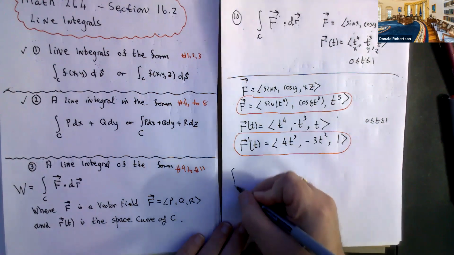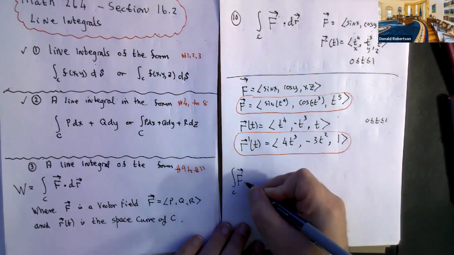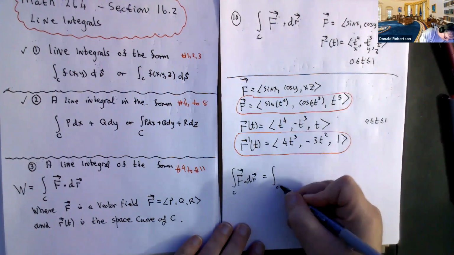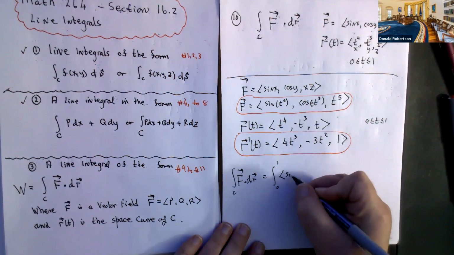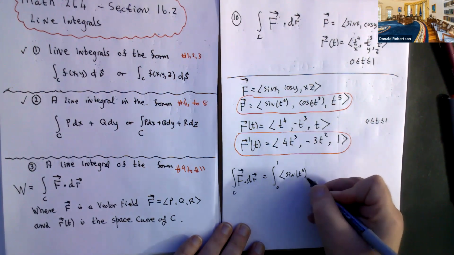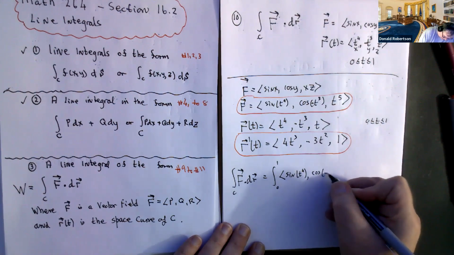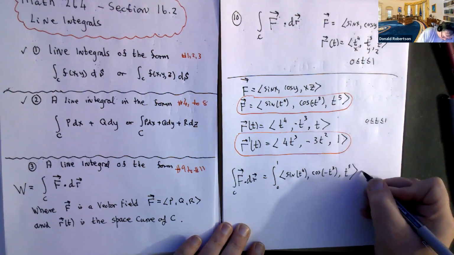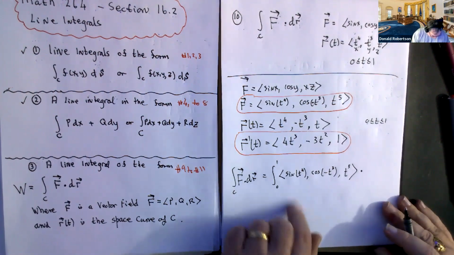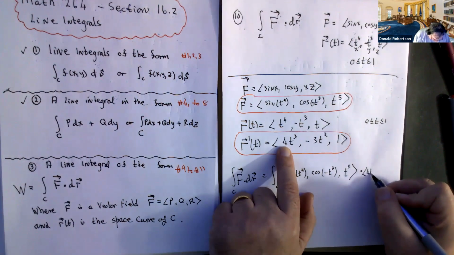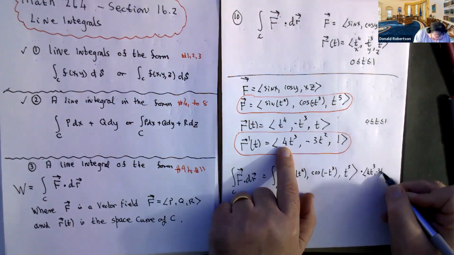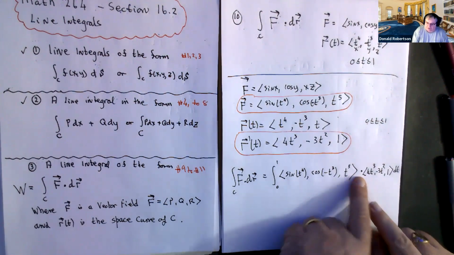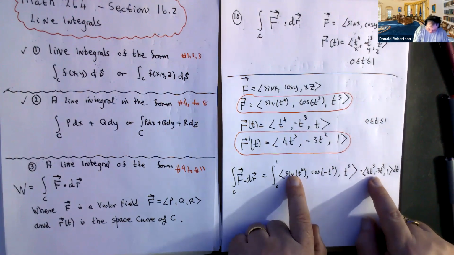So when we put them together, this line integral becomes the integral from 0 to 1 of the vector F, which is those three components, dot r dashed of t, which is this, 1, dt. Now that is a dot product, a 3-dimensional vector dot product with another 3-dimensional vector.